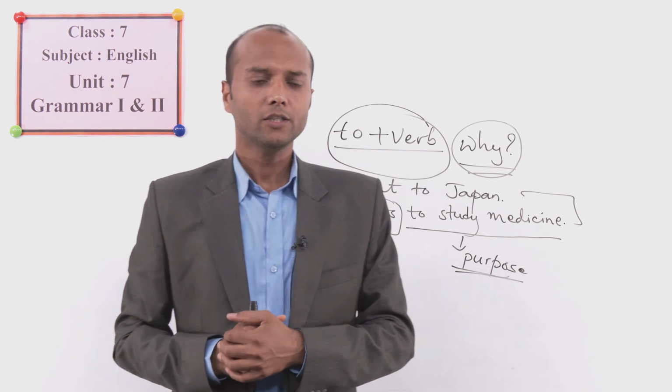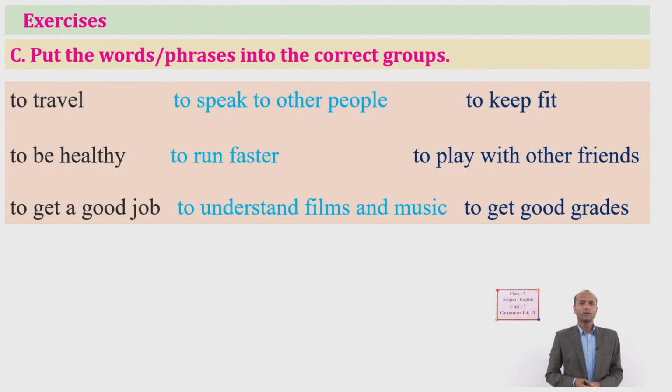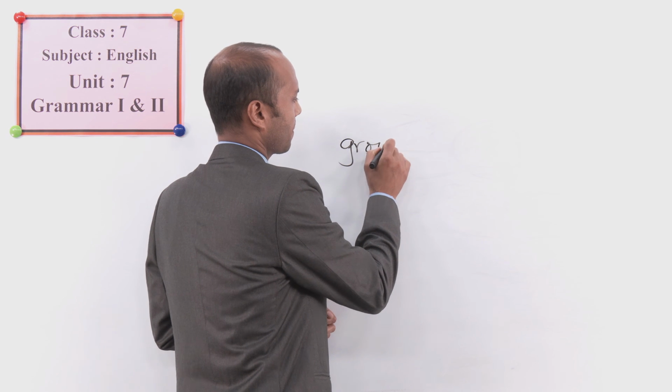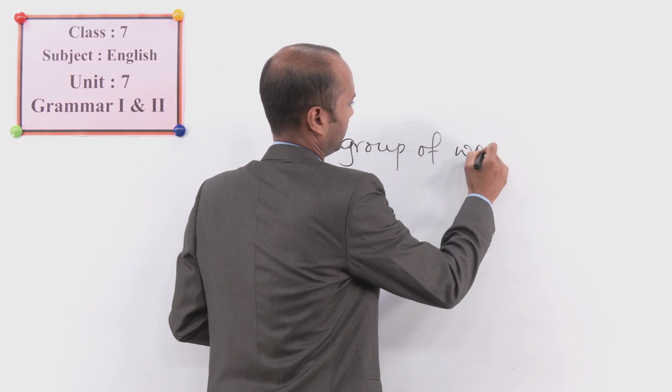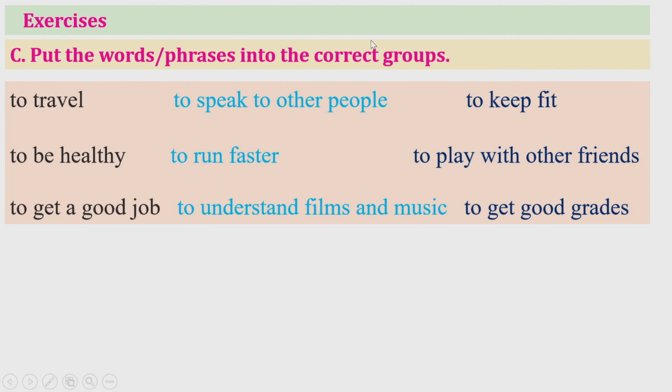Now, let's deal with activity C. It says, put the words or phrases into the correct groups. Okay, so you can see, let's say 9 different such phrases. Phrase refers to a group of words. You don't see a single word there. 2 plus verb constructions are there. So these are called phrases.